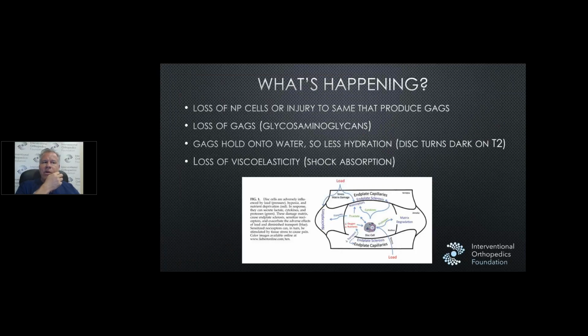So what's happening? You're getting loss of nucleus pulposus cells or injury that produce these GAGs. So there are cells inside the disc that produce GAGs. The loss of GAGs from the dead cells is a problem because GAGs hold on to water, so you have less hydration. The disc turns dark on T2. And you also lose viscoelasticity or shock absorption.